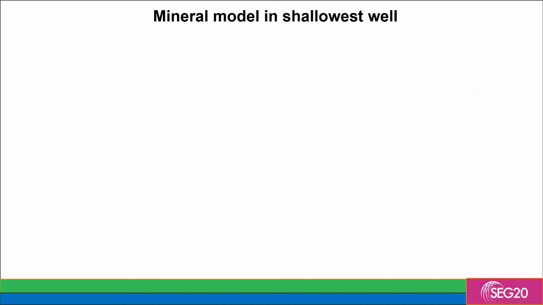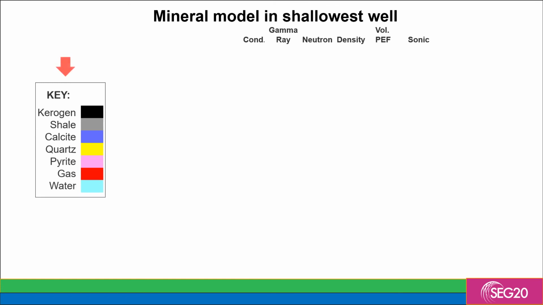Here is the result of the multimineral analysis in the shallowest well. Remember that our approach has three outputs: the mineral fractions, the model logs, and the estimated mineral constants, and we'll discuss this a bit more in a minute. In this example, we have 6 input logs: conductivity, gamma ray, neutron, density, photoelectric effect, and sonic. And we use them to model 7 constituents, which are kerogen, shale, calcite, quartz, pyrite, gas, and water.